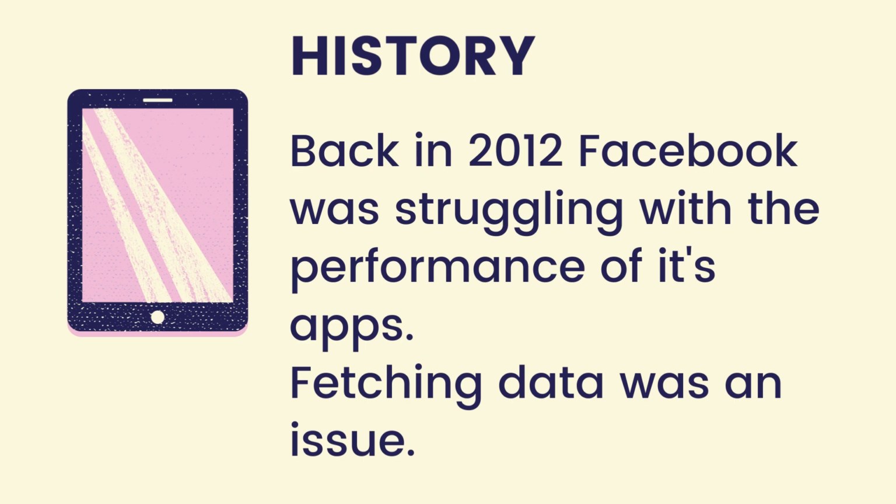So back in 2012, Facebook was struggling with the performance of its applications, the mobile apps, because fetching data was an issue. It was creating a bottleneck. The apps were slow because a lot of data was being fetched, and when you're fetching a lot of data, there is a delay, and that leads to performance issues.